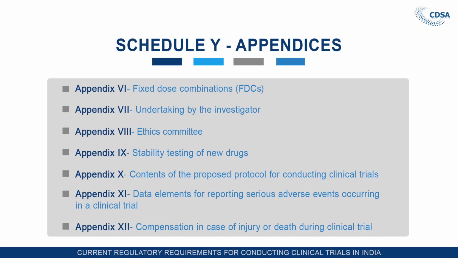Okay. Appendix 11 is data elements for reporting SAE occurring in a clinical trial. So, what are the data to be captured while reporting the SAE has been given in Appendix 11. Appendix 12 is compensation in case of injury or death during clinical trial. So, how and where to report this SAE has been given in Appendix 12.